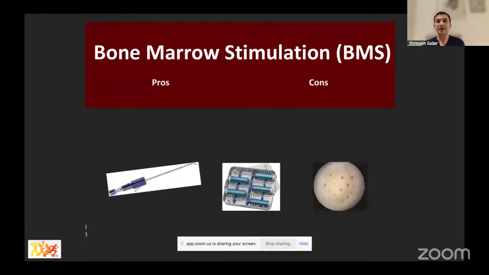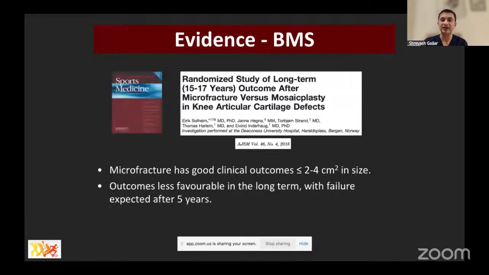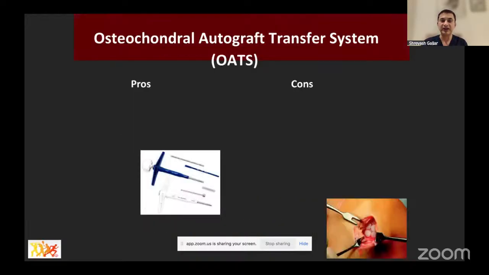Now, bone marrow stimulation is a quick procedure for smaller defects. It is minimally invasive. It has a shorter recovery time. But the unfortunate thing is that it replaces the non-hyaline tissue by fibrocartilage. And we have evidence of good results in the midterm, but as the outcomes go beyond 5 years, the quality of tissue degenerates, becomes poor. So we need to be aware of it. And as I mentioned, in the modern day, we want to do micro drilling rather than microfracture.